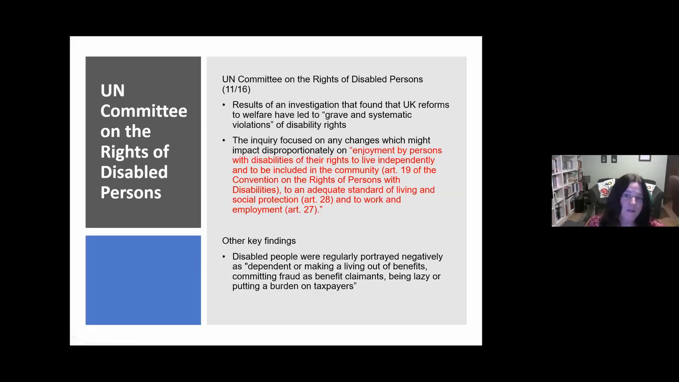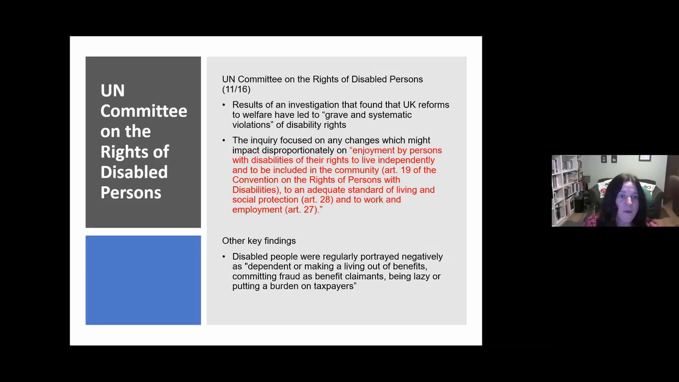The final thing to note here is a report by the United Nations Committee on the Rights of Disabled Persons that was published in 2016, following an unprecedented investigation into 5 years of austerity cuts by the UK government. The results of the investigation found that the UK reforms to welfare have led to grave and systematic violations of disability rights. The inquiry focused on any changes which might impact disproportionately on enjoyment by persons with disabilities of their rights to live independently and to be included in the community, to an adequate standard of living and social protection, and to work and employment.